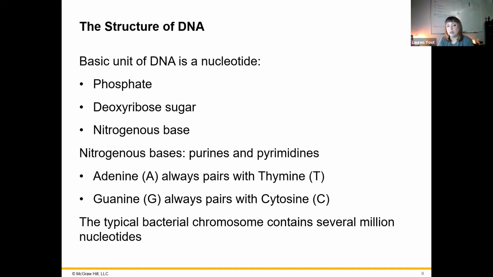DNA consists of the building blocks of a nucleotide, and nucleotides themselves consist of a phosphate group, a deoxyribose sugar, and a nitrogenous base of some kind. The nitrogenous bases can be the purines and the pyrimidines. These determine that ATCG code that's going to get read to make proteins later on. A represents adenine, and that always is going to pair with thymine, always. And then guanine is always going to pair with cytosine.